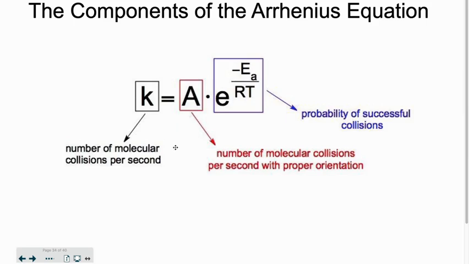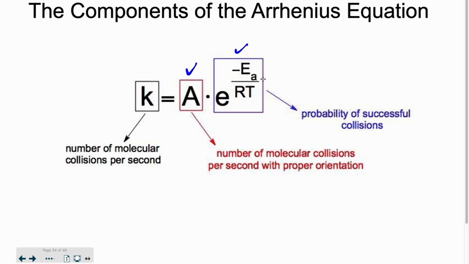Here's the main equation. The two major components that you need to know here are A and then e to the negative EA over RT. A is known as the Arrhenius constant, also known as the pre-exponential factor. And essentially, when you solve for A, it gives us the number of molecular collisions per second with proper orientation. We can also rephrase that as frequency of collisions with proper orientation. This is a constant because we have no control over the collisions with proper orientation.